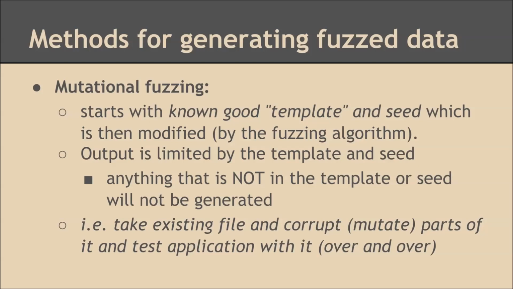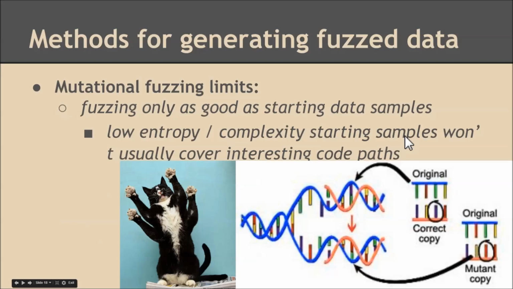So mutational fuzzing, this is one of the ways you generate fuzz data. It starts with a known good template. It's basically a seed template that's modified by the fuzzing algorithm, and the output is limited by the starting template. If you have a template that only covers features X and Y, and the application has features X, Y, and Z, you may never, no matter how much you fuzz that template, cover any of the code that handles feature Z, because your template only handled X and Y. So that's why I say output is limited by the template and the seed. So this is basically what it does. It takes a known good thing and it mutates it.